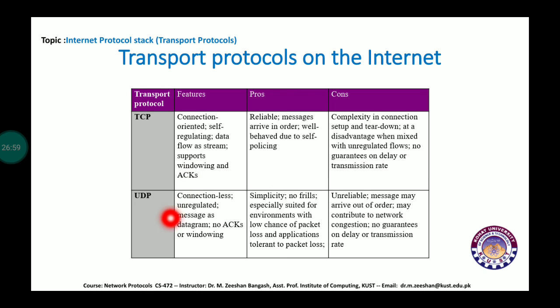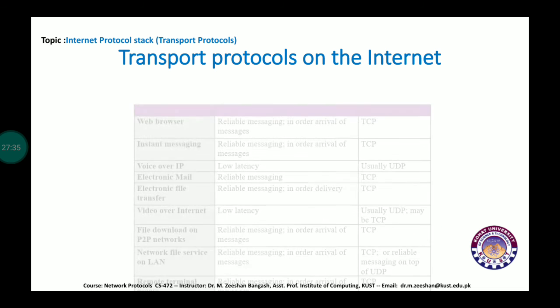UDP, however, is a connectionless, unregulated message service sent as datagrams. No acknowledgements or windowing mechanism is implemented in the UDP protocol. The advantages include that it's very simple and no frills, especially suited for environments with a low chance of packet loss and for applications tolerant to packet loss. However, some drawbacks are the unreliability, that messages may arrive out of order, it may contribute to network congestion because of retransmission, and there's no guarantee on the delay or transmission rate. So these are basically the drawbacks.